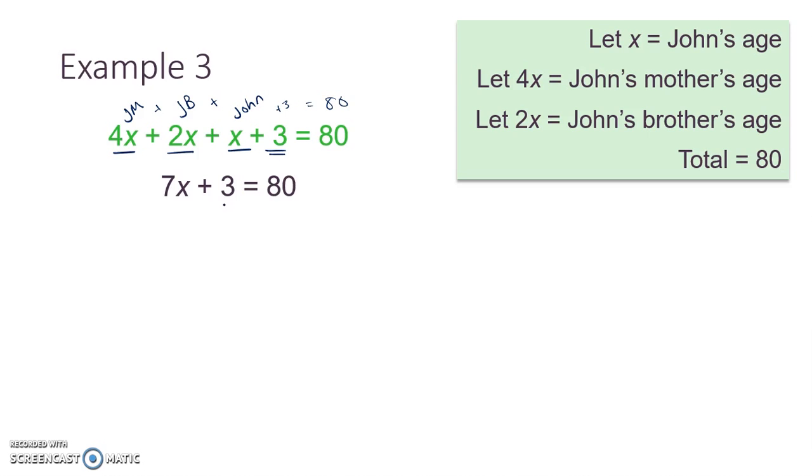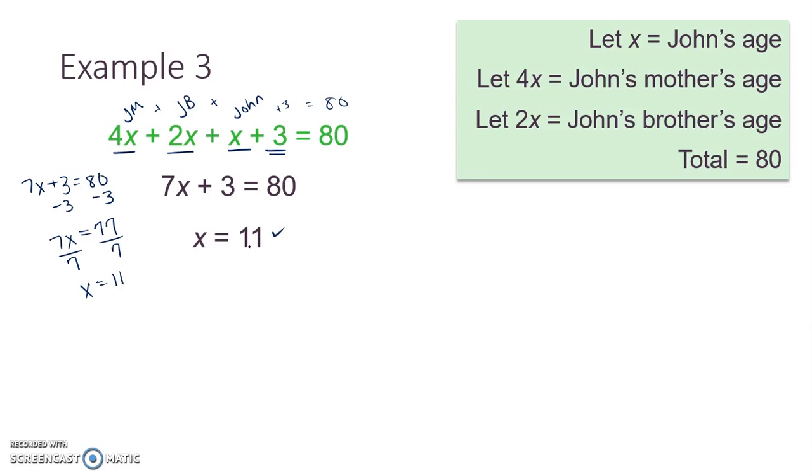So first things first, 7x, we're going to subtract 3. I'm going to go ahead and do this over here, because if not, I'm going to run out of room on my slide. So 7x plus 3 equals 80. We're going to subtract 3 from each, so we get 7x equals 77. Divide by 7 to get our x all by itself. We end up with x equals 11.